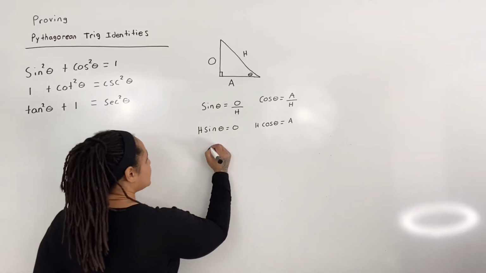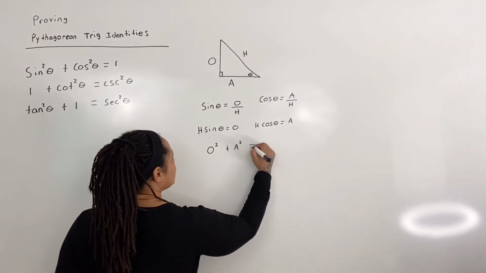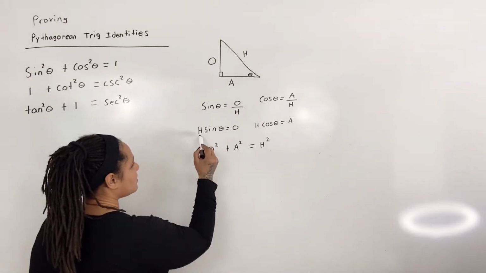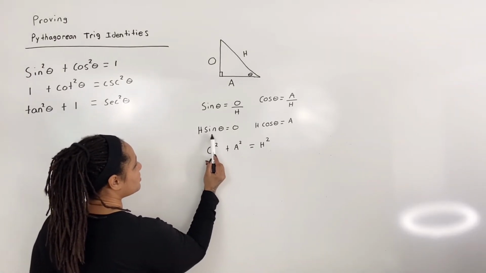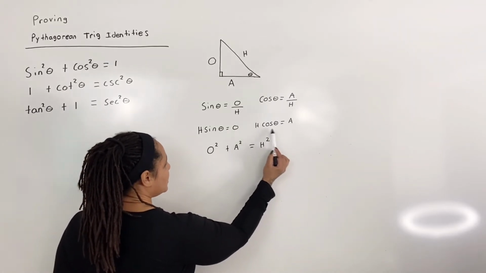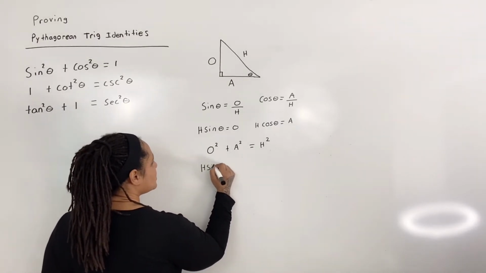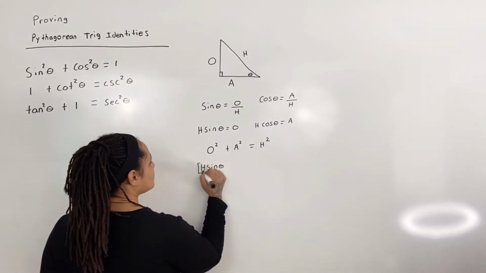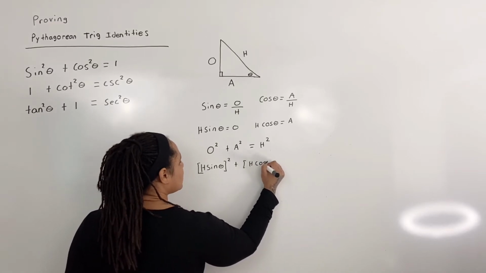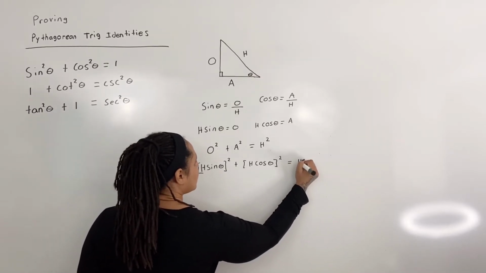Now let's put this on the shelf for just a moment, and let's recall Pythagorean Theorem. We know that O squared plus A squared is equal to H squared. So if I take this expression here and plug it in for O, and take this expression here and plug it into A, we would get H sine of theta squared plus H cosine of theta squared is equal to H squared.